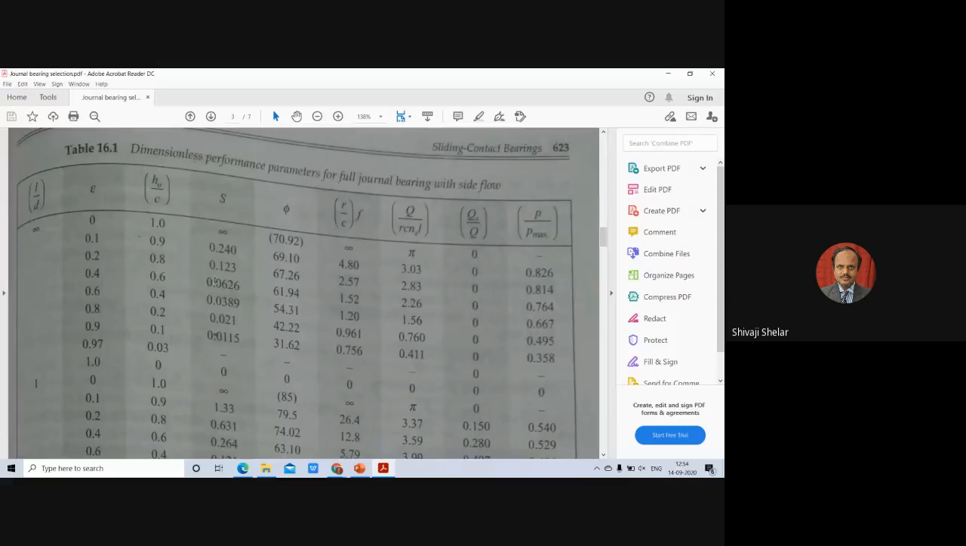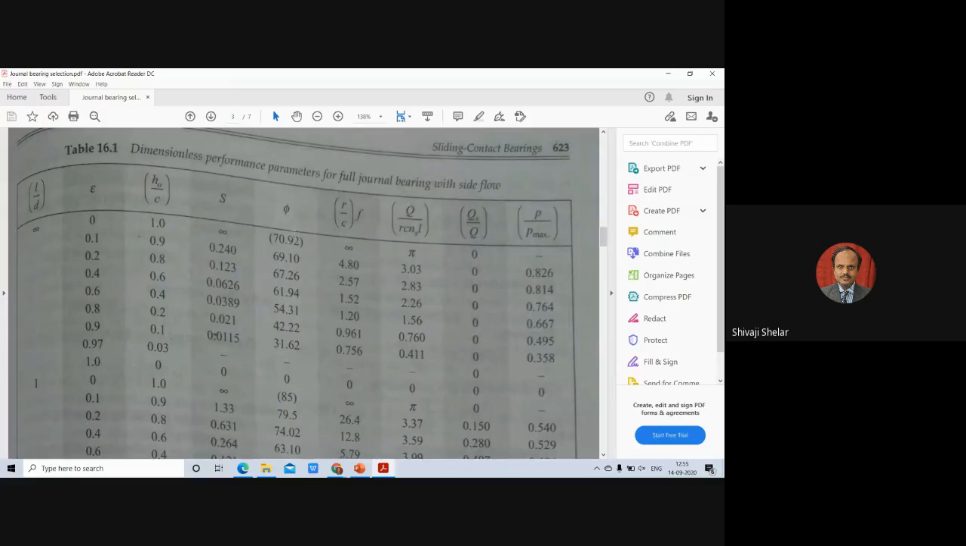Then there is a Sommerfeld number here. And based on this h naught, epsilon, h naught by c and Sommerfeld number, you will have different dimensionless numbers here. This is your CFV, that is R by C into F, the coefficient of friction variable. Then this is your flow variable, that is Q upon RC NSL, that is FV. Then this is the side flow variable, Qs by Q, and this is the pressure variable, P by P max. So these are very important dimensionless parameters, and the values of these parameters depend upon your epsilon value or h naught by c value and S value.